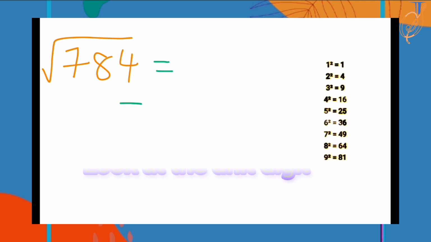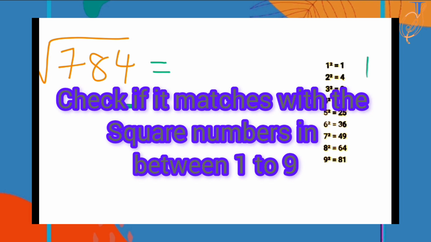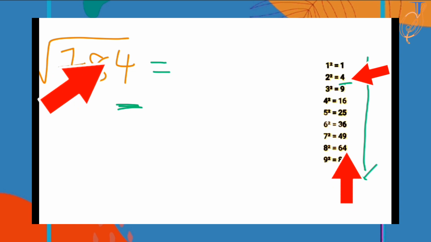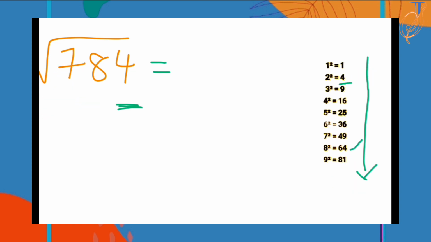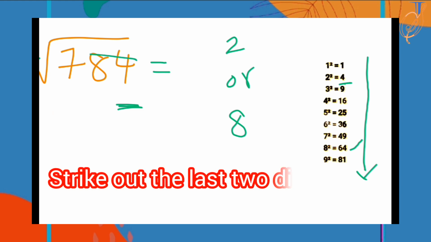784. Look at the unit digit. Check if it matches with the square numbers in between 1 to 9. Yes, here is 4 and here is 4. So it matches with squares of 2 or 8. It is a square, that's why you strike out the last two digits.